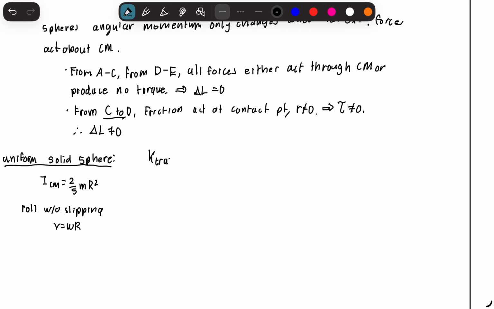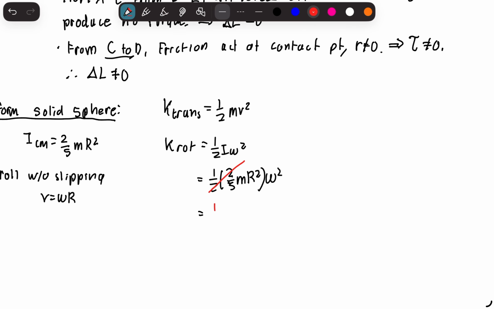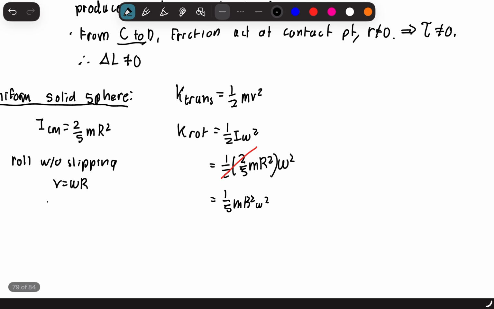K translational is equal to 1/2 mv squared. K rotational is equal to 1/2 I omega squared. So our I is 2/5 mr squared, times omega squared. We can see that the 2 cancels out, so you're left with 1/5 mr squared omega squared. Now we can change this to solve for omega.